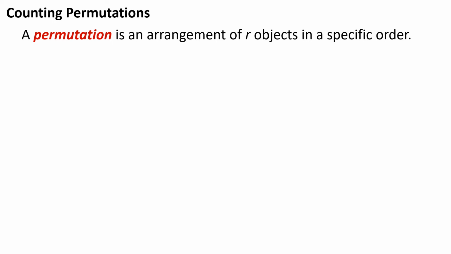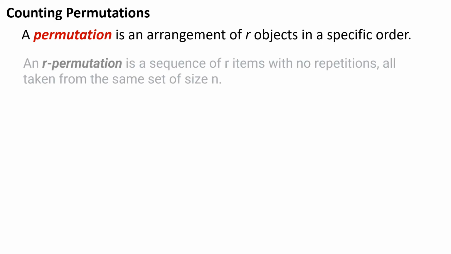Now if we were thinking of just a set in general, like I take 5 people and say they're all on a committee, that's just a set of people, and there's no order in there. But if I say, no, I want them lined up in a certain way, that's when we would call it a permutation. So a permutation is an arrangement of R objects in a specific order.